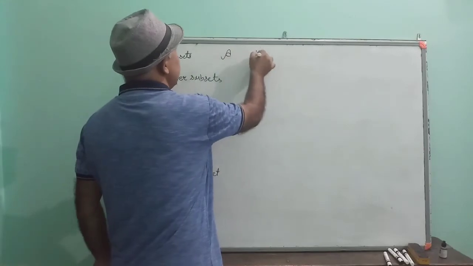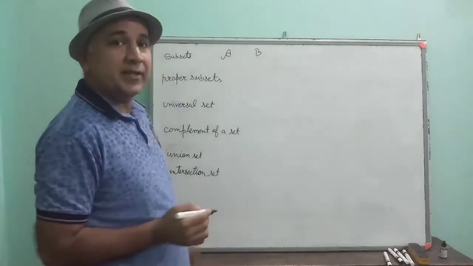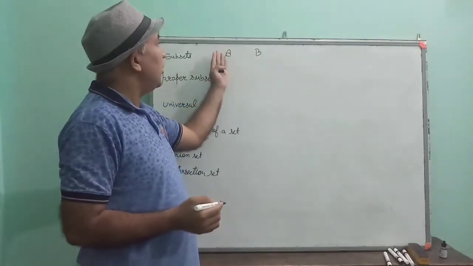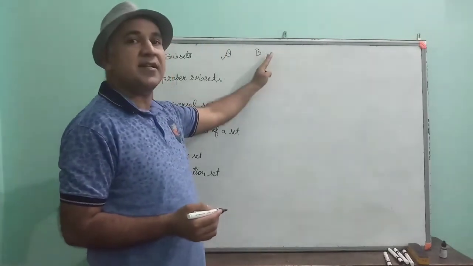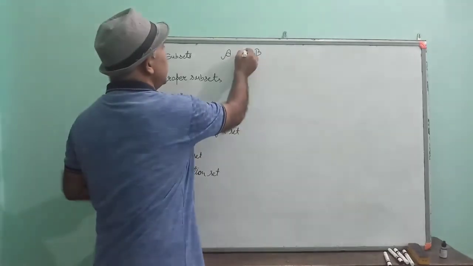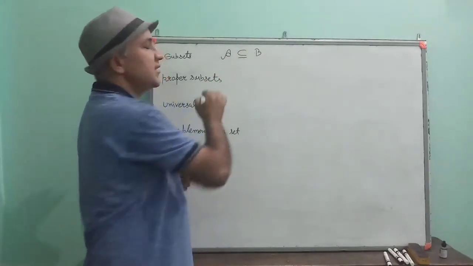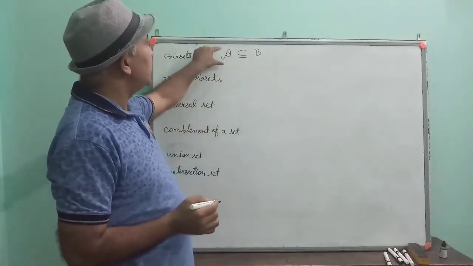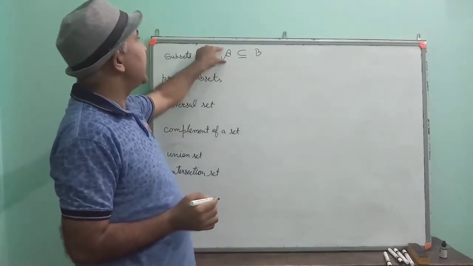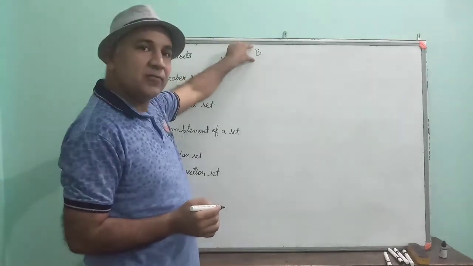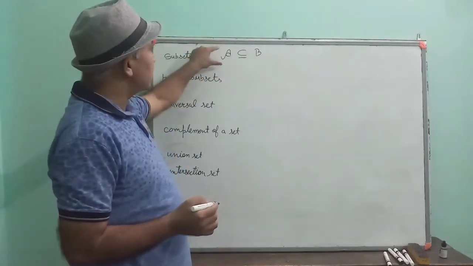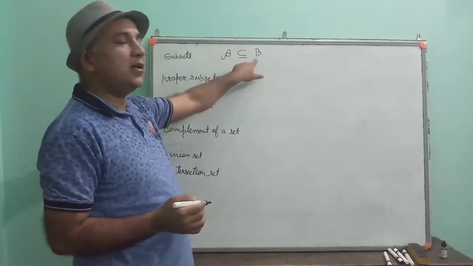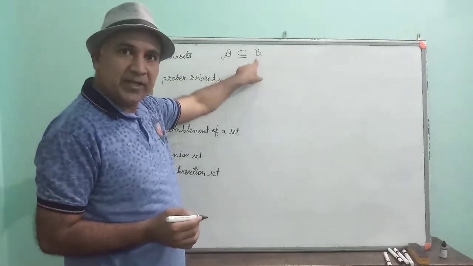Suppose there is a set A and there is one more set B. Then A is called the subset of B if all the elements of A are present in B. And what is the symbol for subset? See, this is the symbol. In the case of subset, it may be possible that set A has an equal number of elements as B, and it also may be possible that the elements of set A are less than the elements of B.